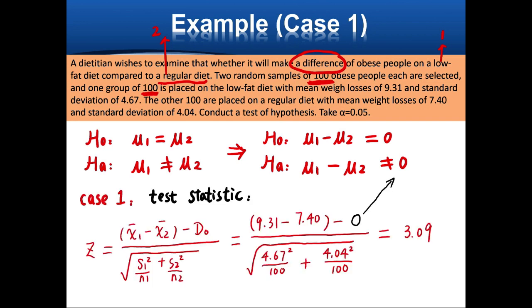And follow the test statistic formula. It will be a z-score for the test statistic. And D0 is the hypothesis value. So in H0, HA, 0 is the hypothesis value. So D0 is 0. And after calculating the result, the test statistic is 3.09. And we will use two methods to make a decision.